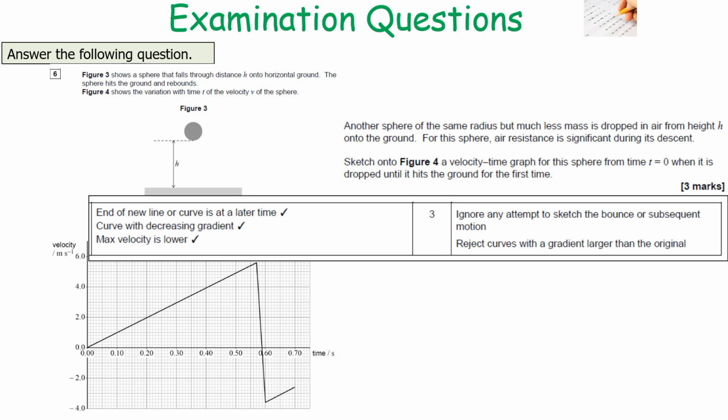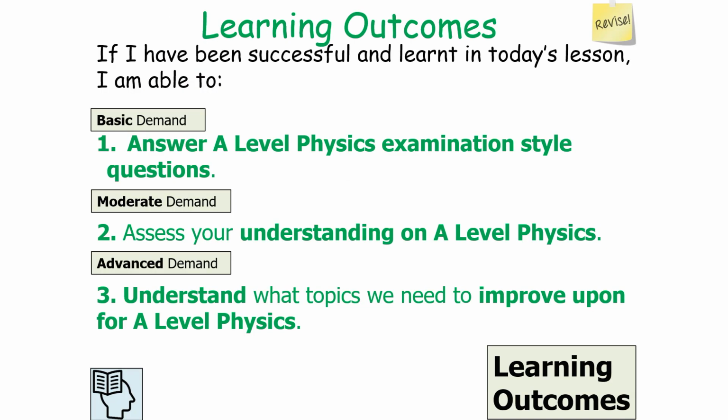When air resistance is significant, the acceleration will decrease whilst the speed is getting bigger. The change of speed is getting less, so the curve is going to decrease in gradient now, and our maximum velocity is going to be lower because some of the kinetic energy has been dissipated to the surroundings through air resistance. So I hope you've enjoyed this particular revision session on mechanics.